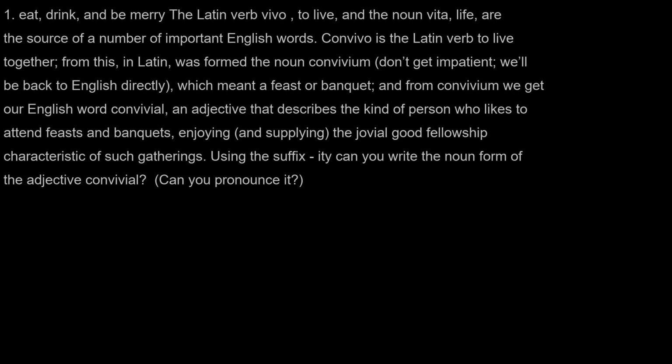The Latin verb vivo, to live, and the noun vita, life, are the source of a number of important English words. Convivo is the Latin verb to live together. From this, in Latin, was formed the noun convivium. Don't get impatient, we'll be back to English directly, which meant a feast or banquet, and from convivium we get our English word convivial, an adjective that describes the kind of person who likes to attend feasts and banquets, enjoying, and supplying, the jovial good fellowship characteristic of such gatherings.